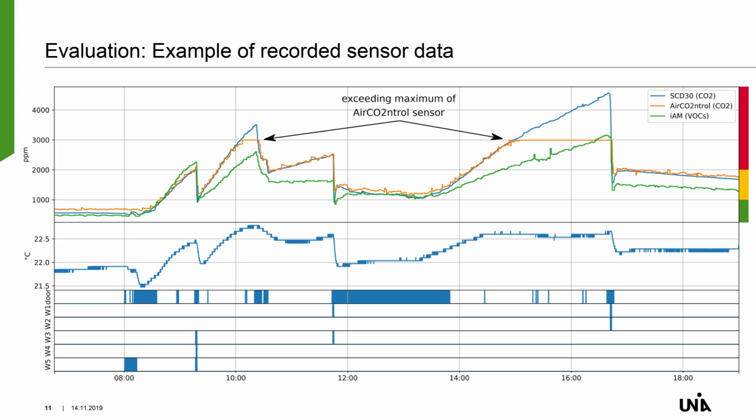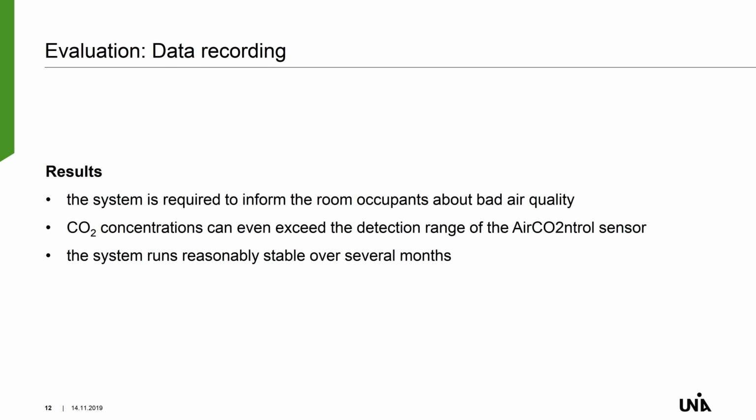Of course, if a window was opened, the gas concentrations fell too. It can be easily seen that the room occupants didn't air the room enough. Like we saw in the example before, it is required to inform room occupants about bad air quality. Even the maximum range of one carbon dioxide sensor was exceeded. During the data recording, but also later on, the system ran reasonably stable for several months.